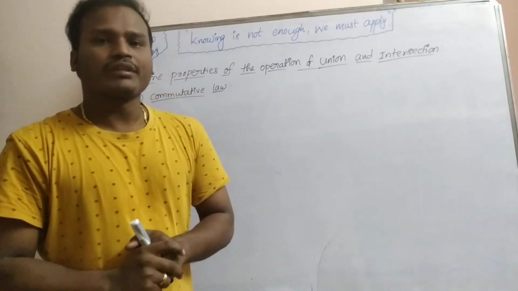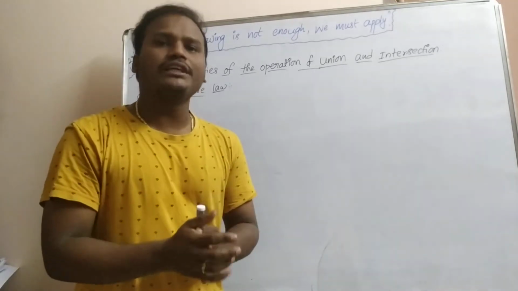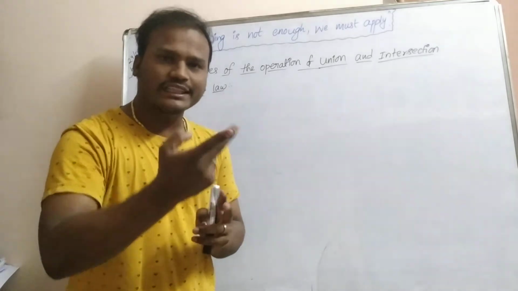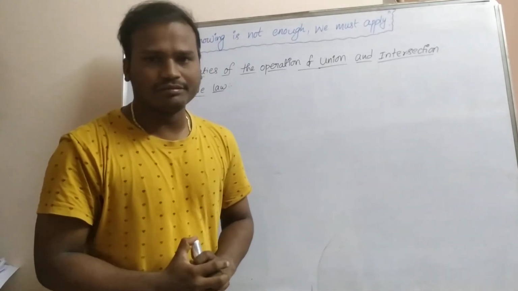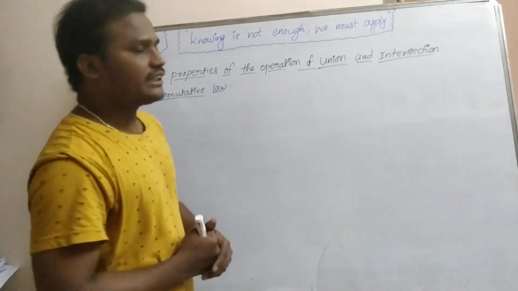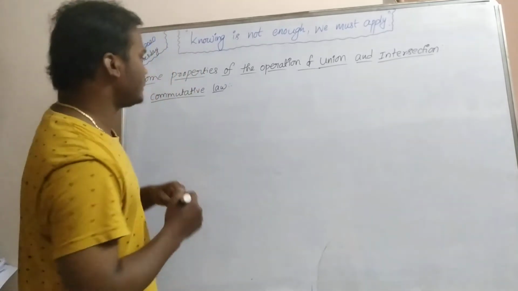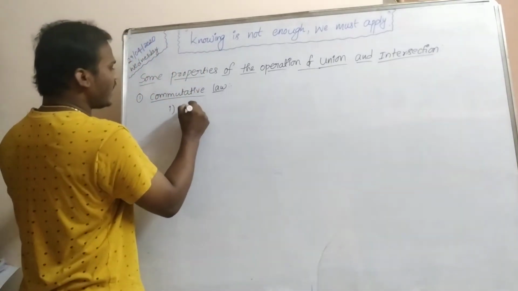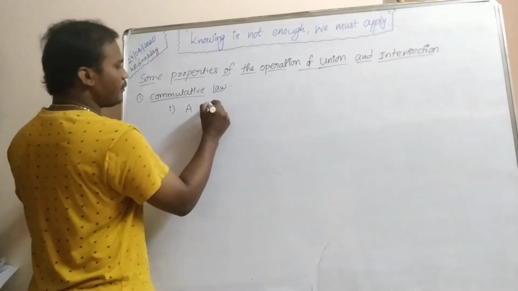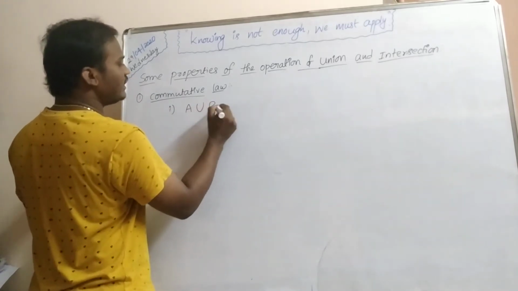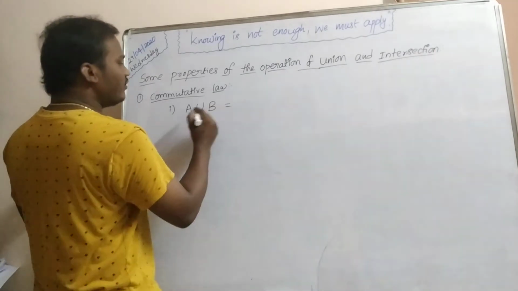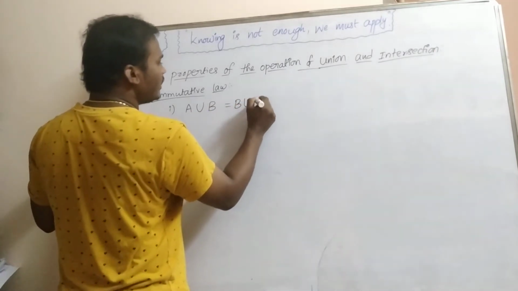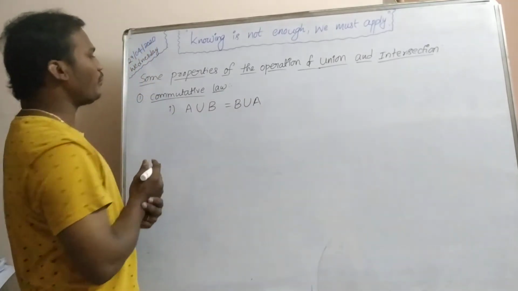Commutative law means, for numbers, a plus b is equal to b plus a. If you interchange them, it gives the same result for addition. But for subtraction, it won't. Now let's see the commutative law for union. If A is one set and B is another set, and I find the union of the two sets, I get A union B, which will be equal to B union A also. This is called commutative law.